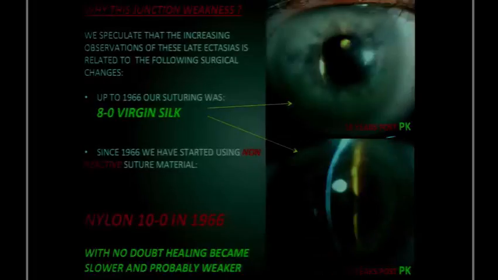Why this junction weakness? We speculate that the increasing observation of this late ectasia is related to the following surgical changes. Up to 1966, our suturing was mainly with 8-0 Barraquer virgin silk. Since 66, we started using a non-reactive material, nylon. And our first cases, when we started seeing this, belong to that period of time. So with no doubt the healing may be slower and probably weaker. I only look at why this could happen.